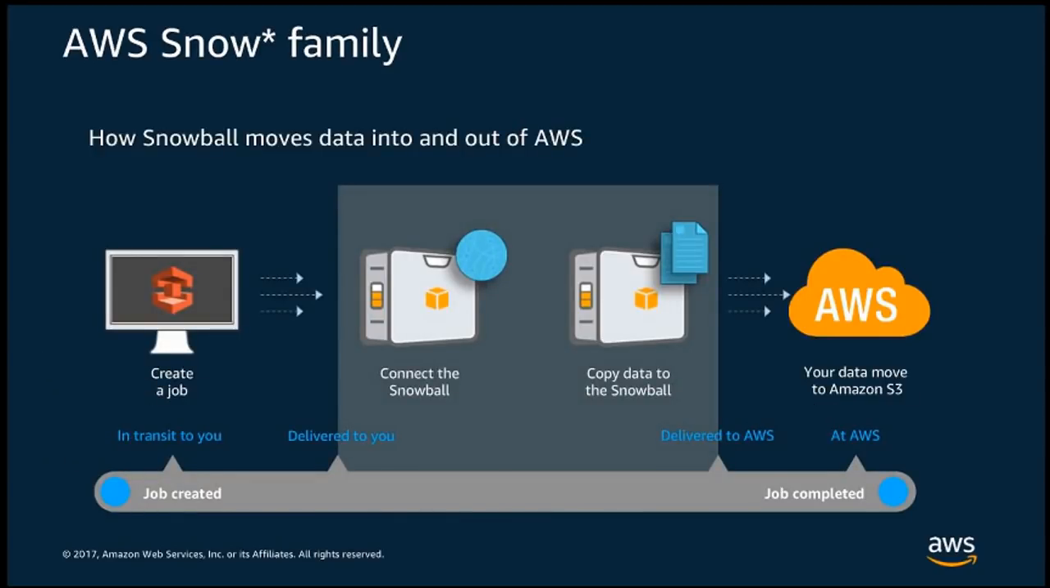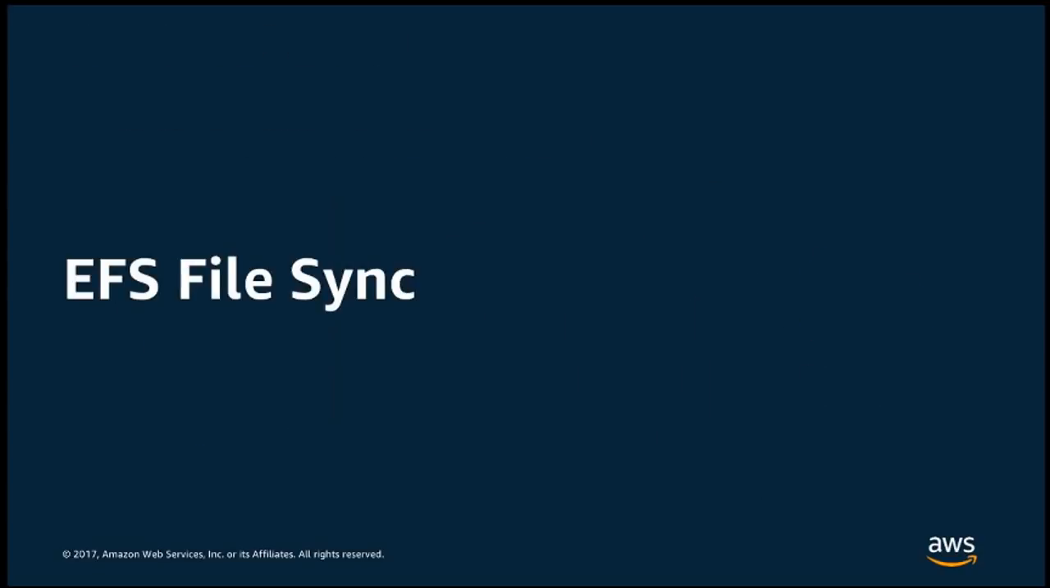To get the process started, it's pretty straightforward. You log into the AWS console, you create a new job, we'll ship you the Snowball or the Snowball Edge. For the Snowmobile, we'll probably talk to you first, but we'll ship the device to you. You receive it, you unlock it, plug it into your network, and then you can fill it up with data, ship it back to AWS. And again, after we verify that everything looks good and is secure, we'll then copy that data into your S3 bucket.